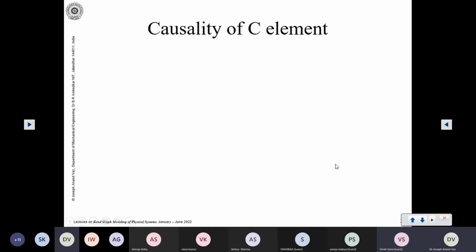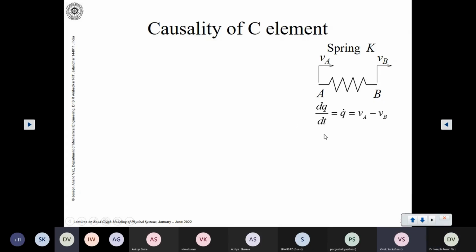Now let us come to the causality of the C element. For the C element, let's consider a spring. Say one end is end A, the other is end B. We assume that there's a velocity at end A, VA, and the velocity at end B is VB. Naturally, because these velocities are going to be different, we'll have relative velocity between A and B.